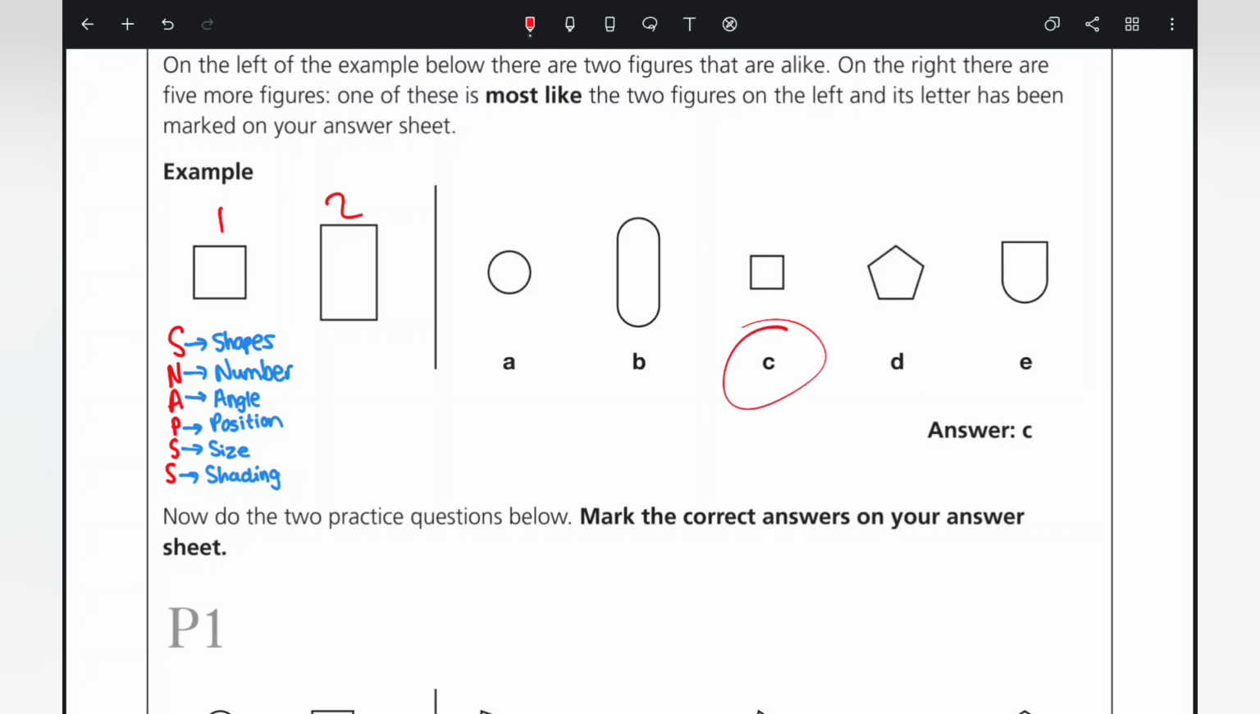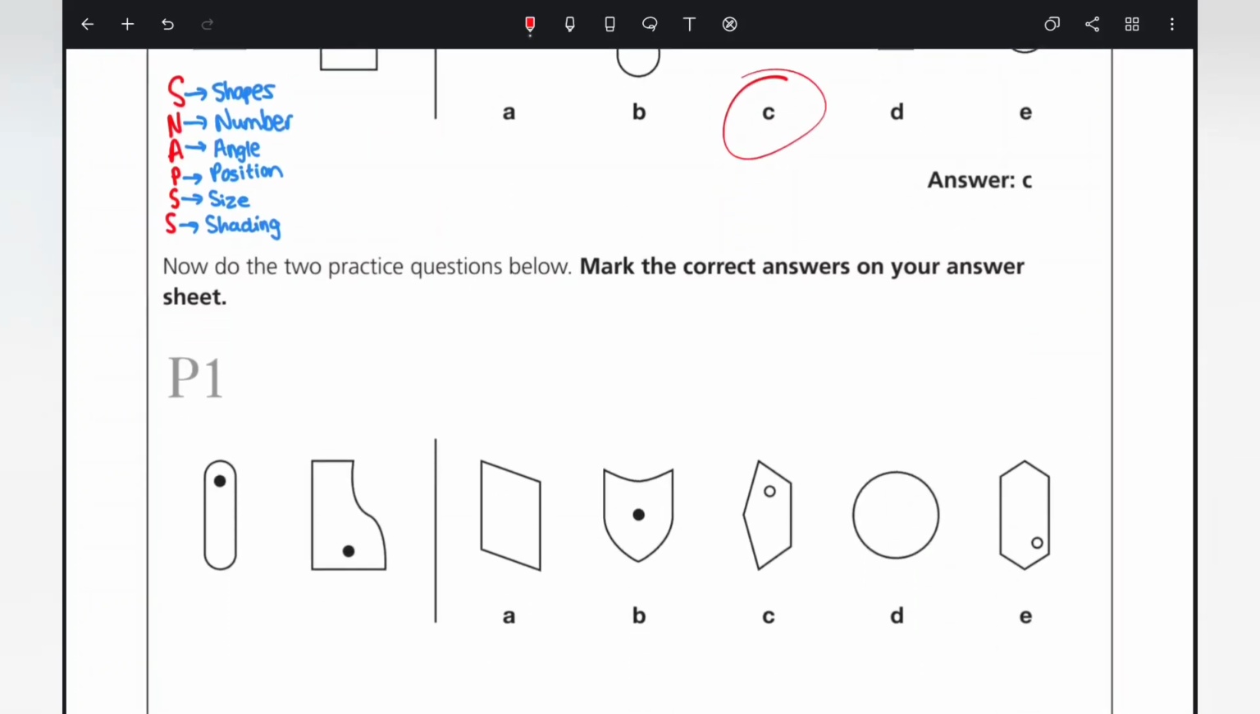The reason being, if you look at SNAPS, look at the shape. There's a consistent shape being observed here with 4 sides. So 1, 2, and clearly the one that will come after will be C. Again, it's got 4 sides. That's how you would work out your answers for these styles of questions.